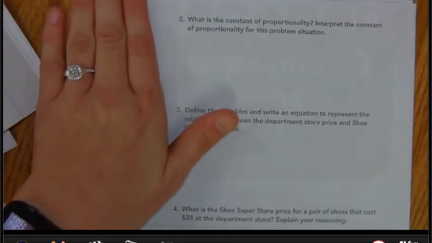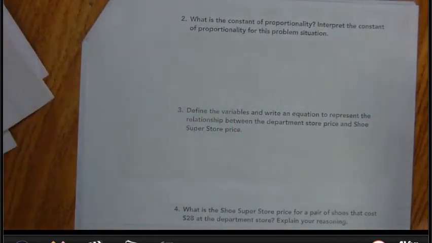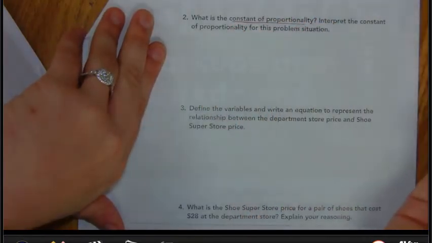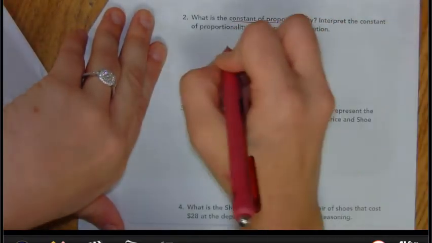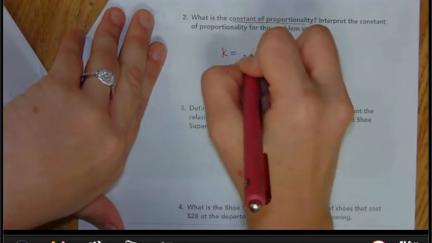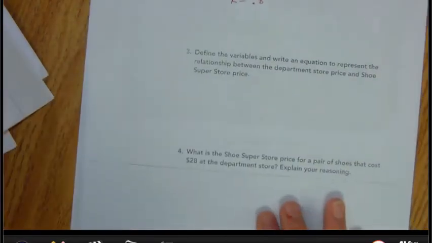All right, number 2, what is the constant of proportionality? So interpret the constant of proportionality in this situation. Well, we just found it. We found that K is equal to 0.8.